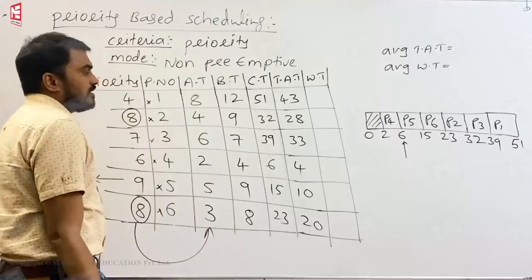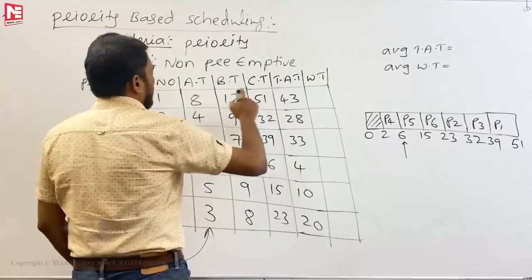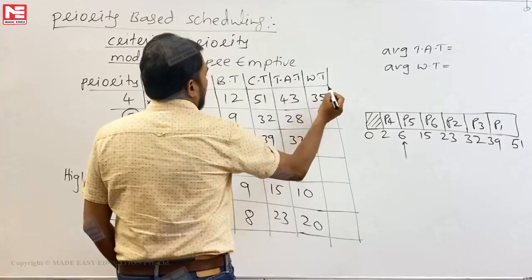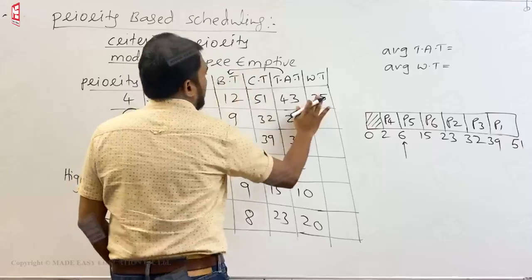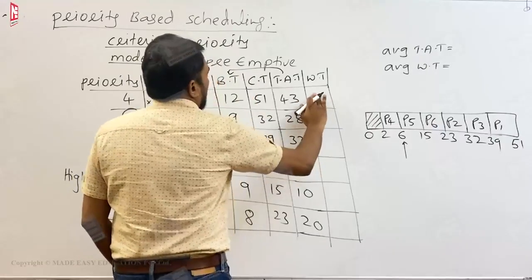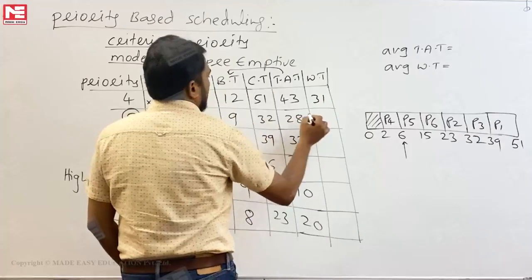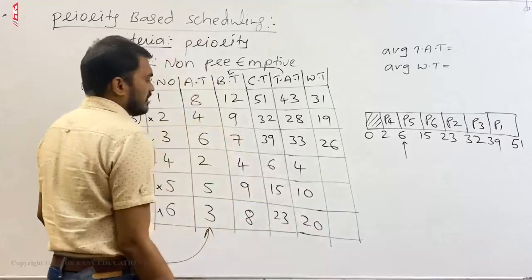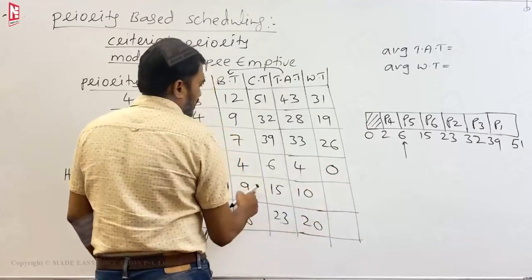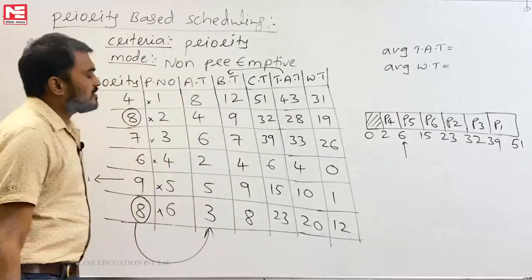Okay, so check the values properly. And next, waiting time, so that is 43 minus 12. Turnaround time minus burst time. So I made a printing mistake. So understand here. So how much is this here? 31 and this is 19 and 26. Okay. So this is 0 and this is 1 and this is 12. So check the values properly.